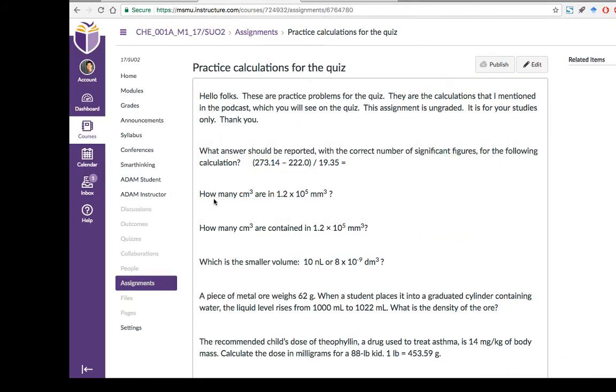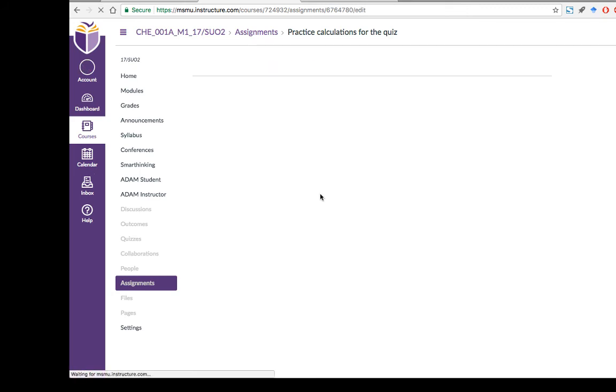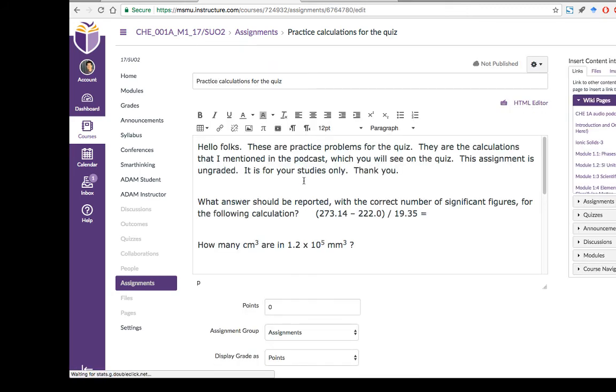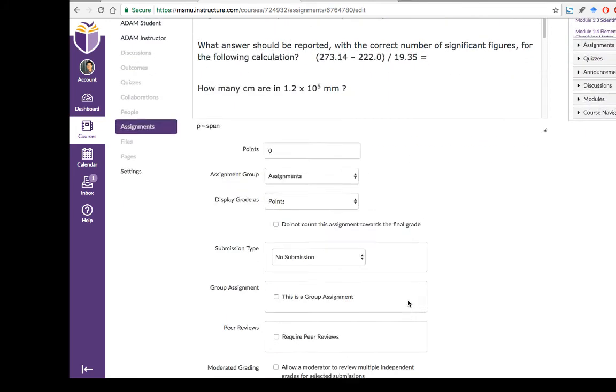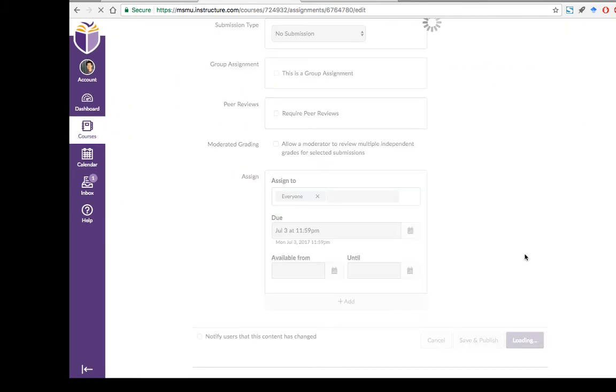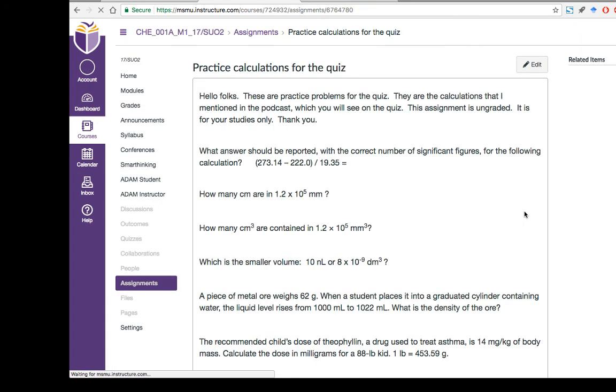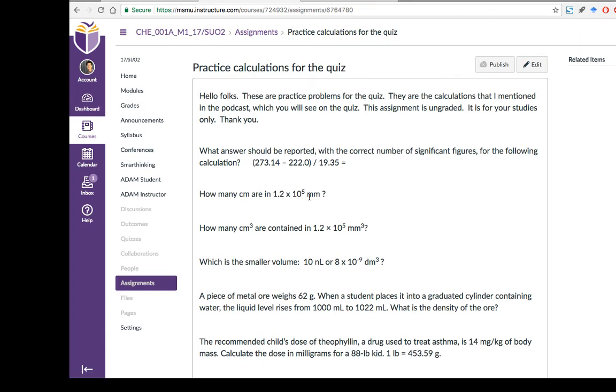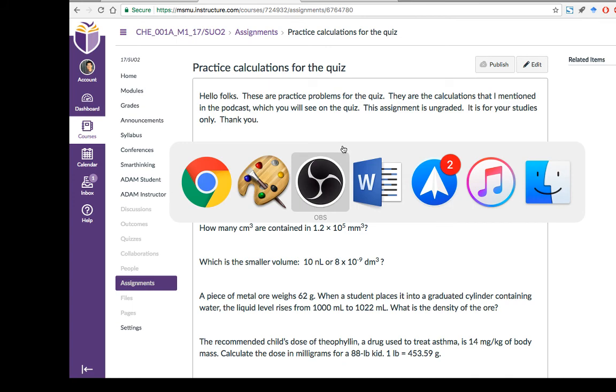Okay. So, next problem. How many cubic centimeters are in 1.2 times 10 to the fifth cubic meters? Oh, I'm sorry. This is a typo. Let me fix that right now. I meant to say just how many centimeters are in that many millimeters. Okay? So let's just fix that. So what was the number again? Yes. 1.2 times 10 to the fifth millimeters.